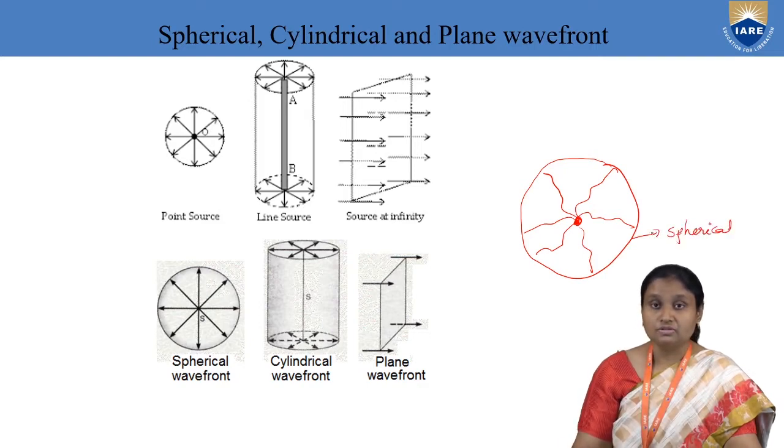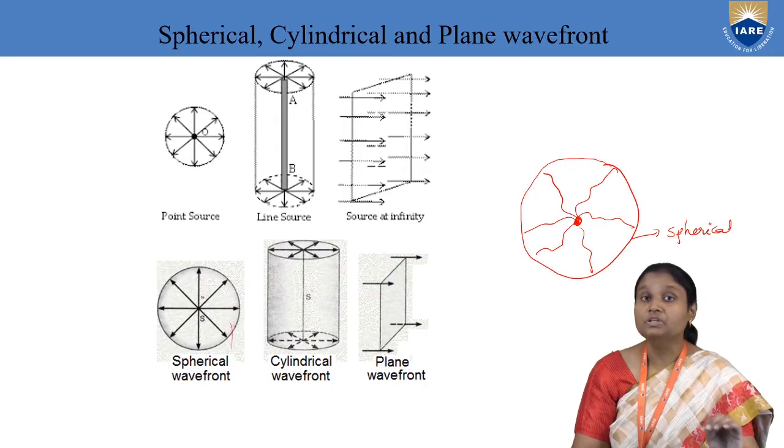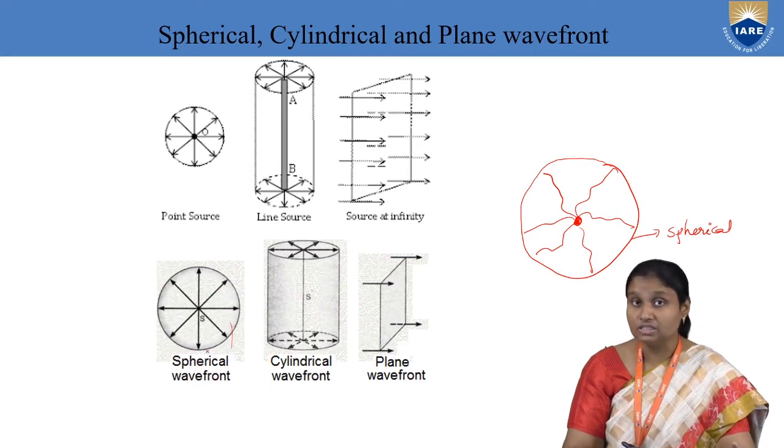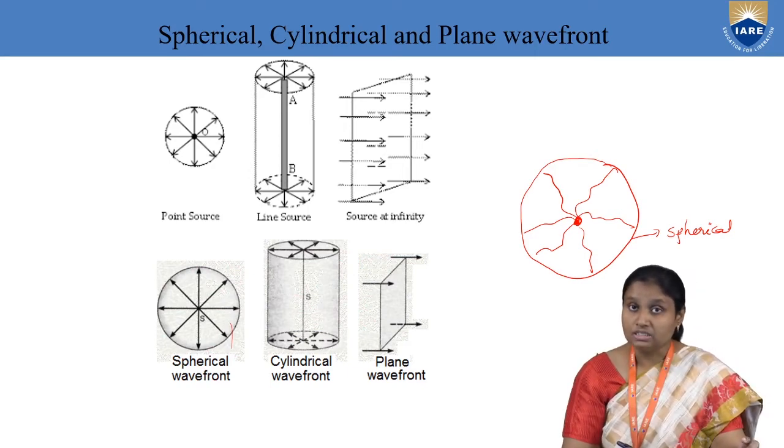Spherical wavefront. So we can see here the formation of the spherical wavefront. It is the locus of the waves coming from the different points of the point source, and all these waves should be vibrating with the same phase. If I take the locus, then I end up having a spherical wavefront.